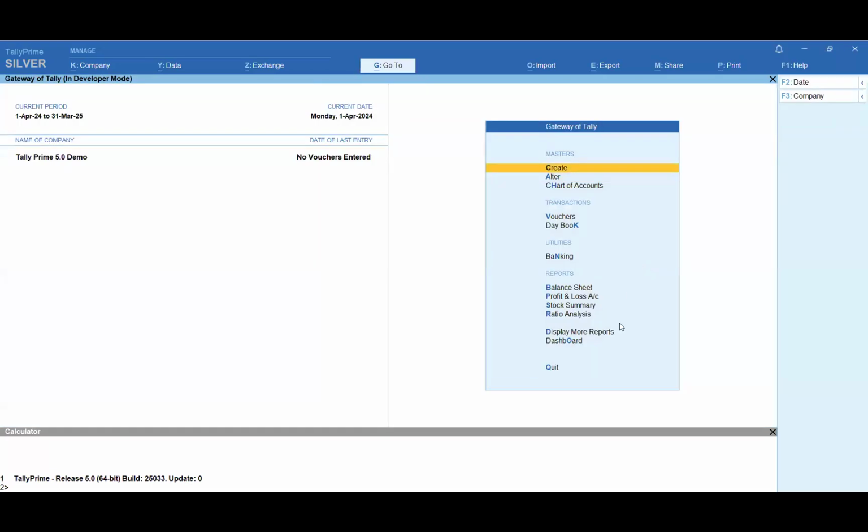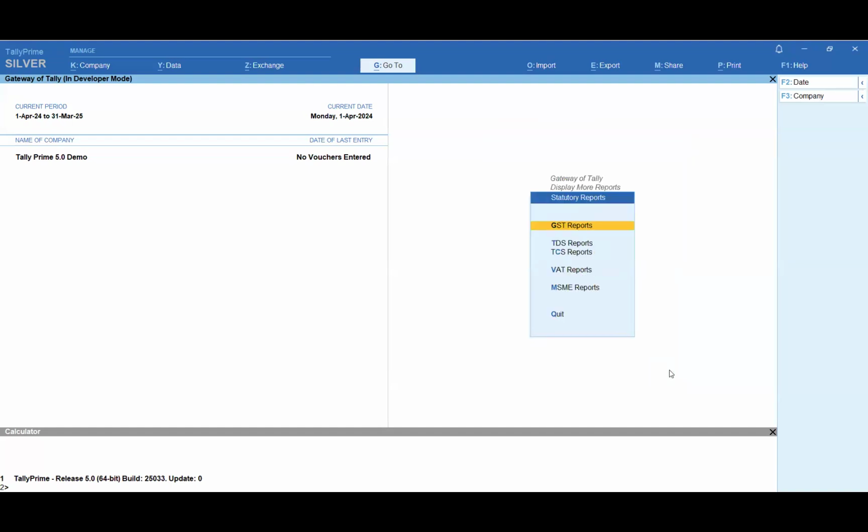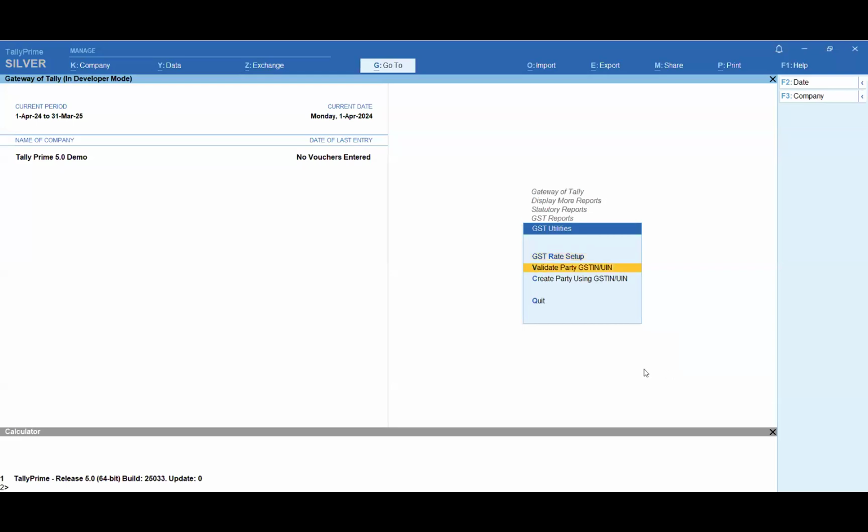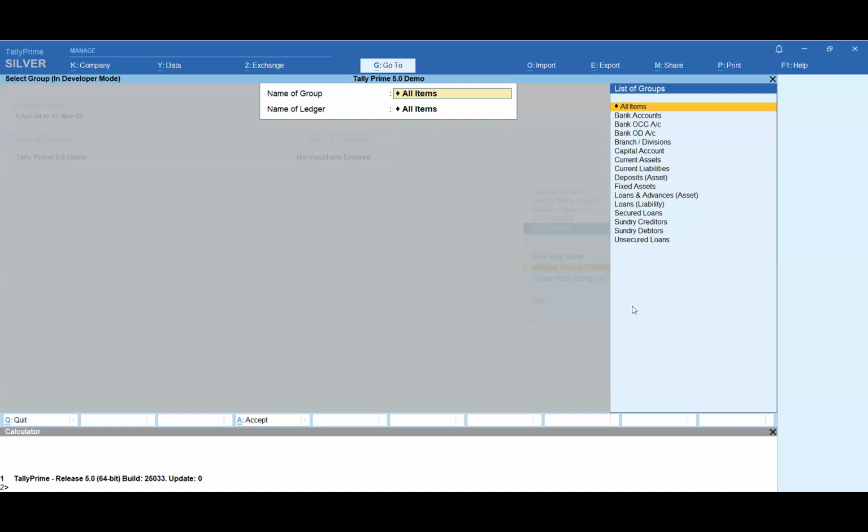This is the feature. The second feature is Validate GSTN. For some reasons, some party GSTNs can be cancelled or suspended. So before making any invoice, you need to cross-verify whether that GSTN is suspended, cancelled, or in active mode. For that, just go to Display, Statutory Reports, GST Reports, then GST Utilities. Here, the second option is Validate Party GSTN. Just press it. Here you can select debtors or creditors. I will select all items.